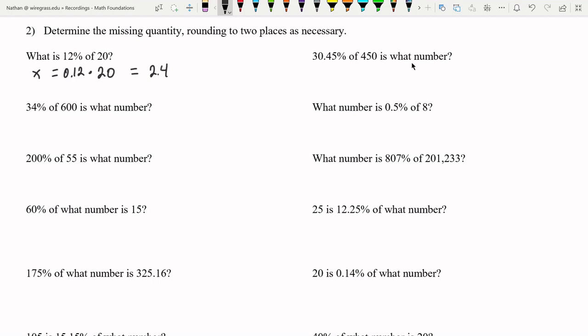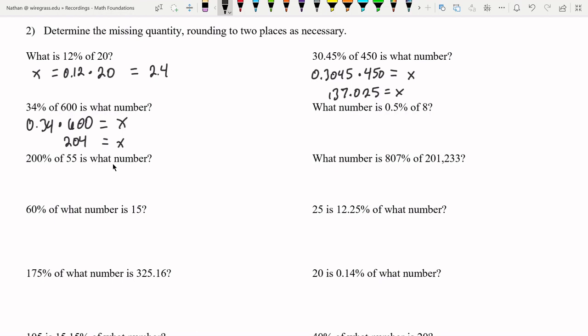30.45% of 450 is what number? So 0.3045 of 450 is what number? 137.025 equals our unknown. So 137.025 is 30.45% of 450. Okay, 34% of 600 is what number? 204. 204 is 34% of 600.